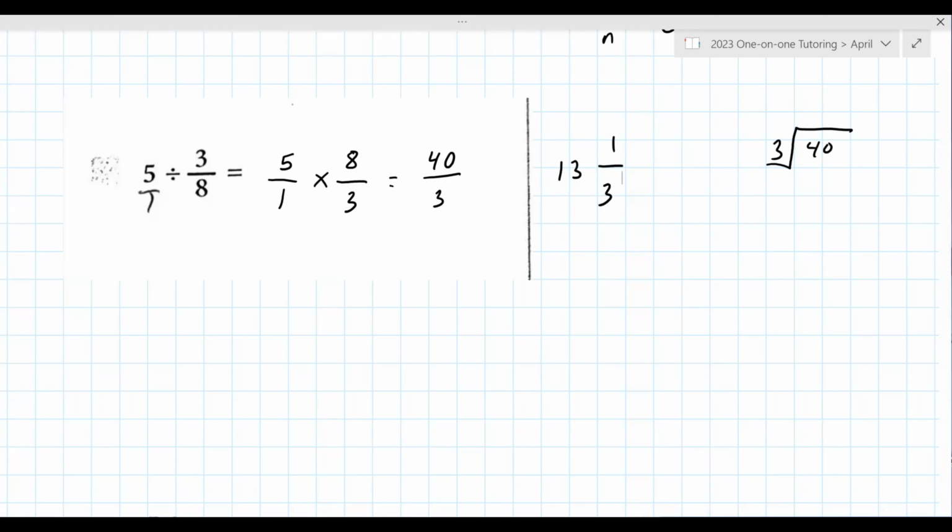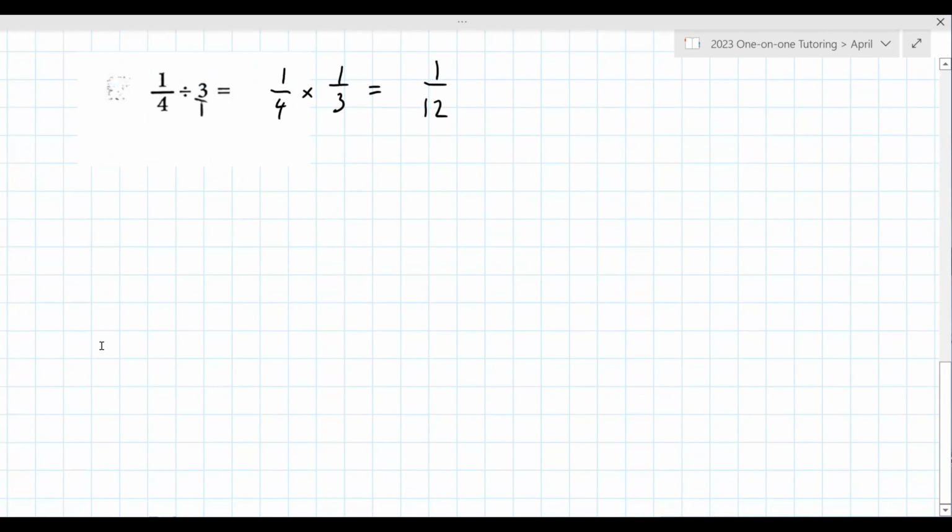All right, so next one, a little bit easier. So why don't you try that one here? Again, it's multiplication by the reciprocal. Yeah, so that's going to be 1/4 times 1/3. 1/12. Yes.